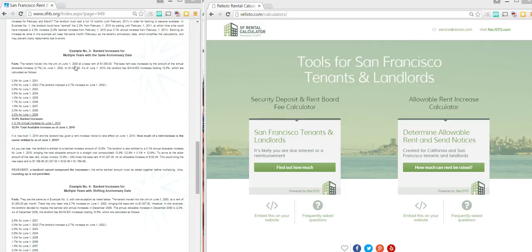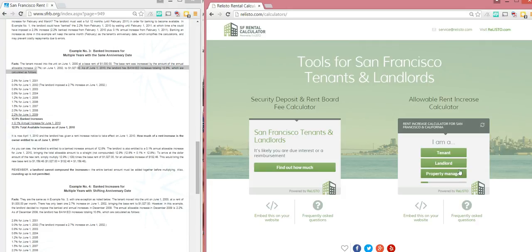Tenant moved into the unit on June 1st of 2000, with a base rent of $1,000, and the owner wants to raise rent as of June 1st, 2010. You'll notice that the landlord did impose a rent increase in 2002, which increased the base rent to $1,027. So let's calculate this, and we can see how the calculator can easily calculate this for you.